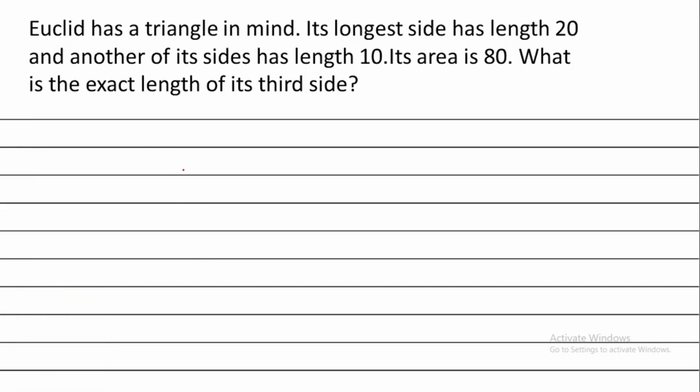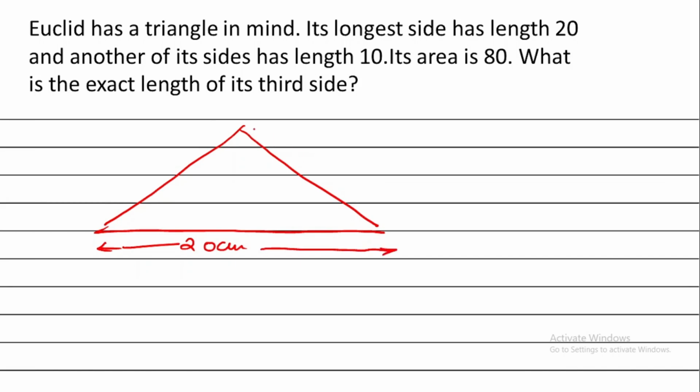So in this we have been given the longest side as 20 centimeter and another of its sides has length 10 centimeter. So suppose I make the triangle like this, and my longest side is my base here, this is of 20 centimeter, and I have a side like this, 10 centimeter. Suppose this is A, this is B, this is C, and I have dropped a perpendicular from A to BC, which is at point D.